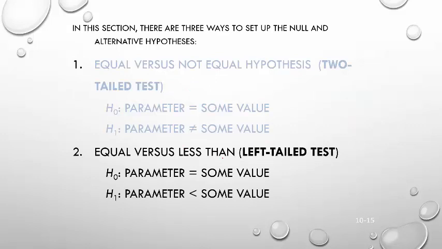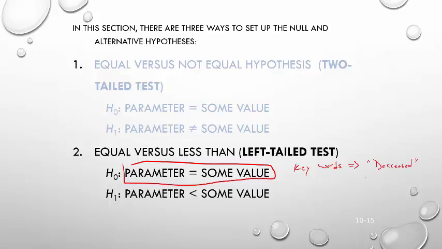Then we can have what's called an equal versus less than. This is a left-tailed test. So here your null is that your parameter is equal to some value. Notice that it's the same as up here. And what we're saying is, no way, the parameter is less than that value. The keywords here are going to be like, I think the value has decreased, I think it's gone down. Those types of keywords you see when you do these problems will give away how it's done.